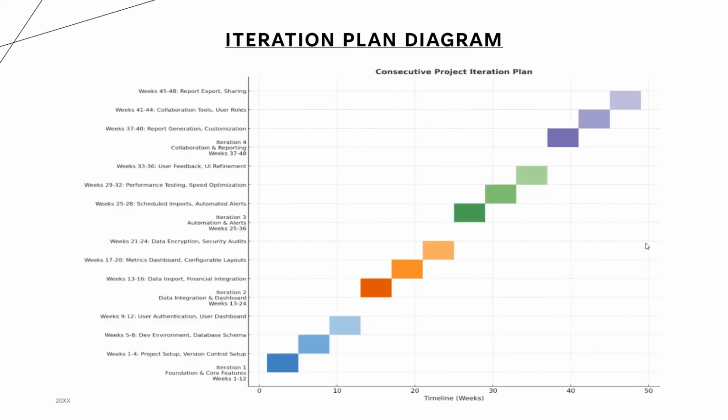And we have a reviewer to explain the iteration plan diagram. This shows the whole process of our working process. And reviewer, here you go.